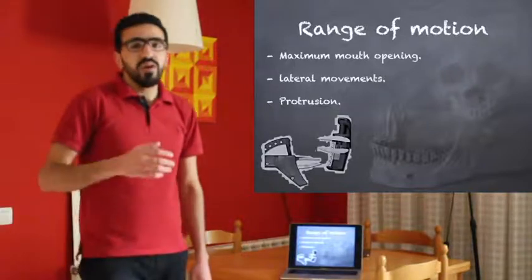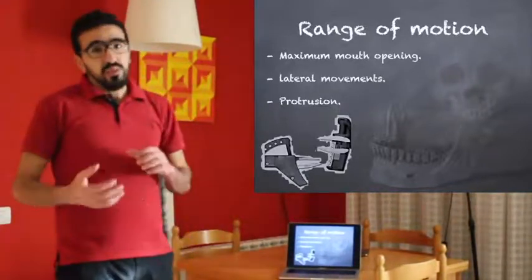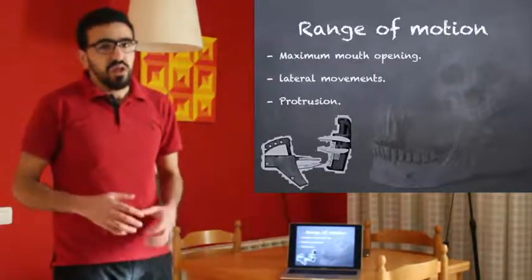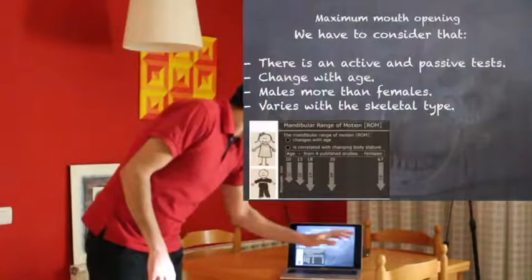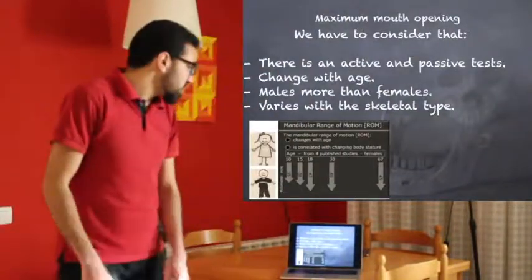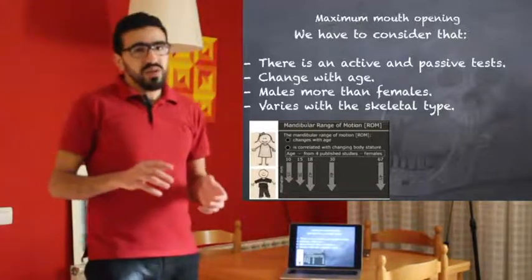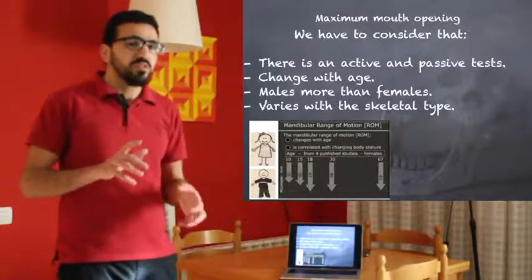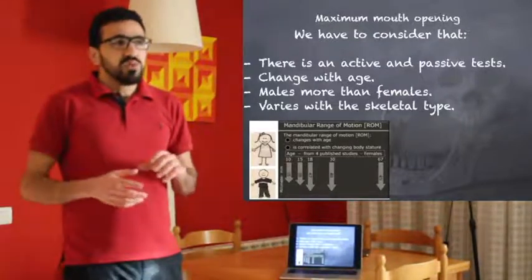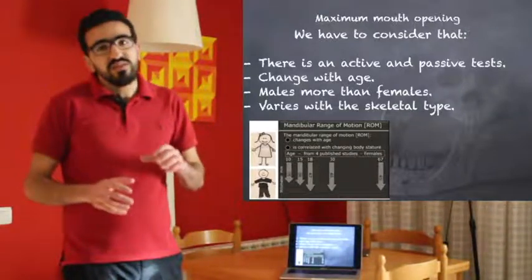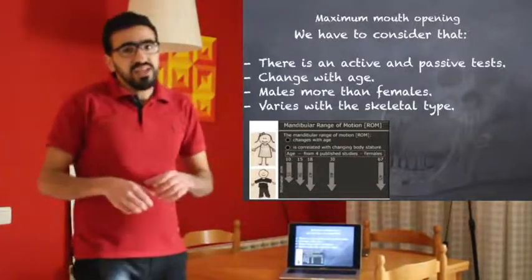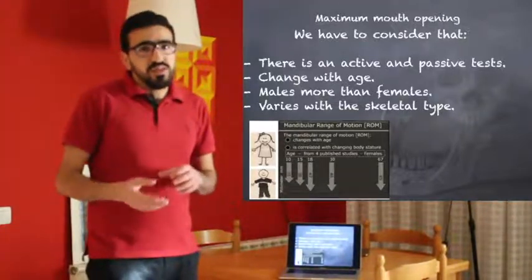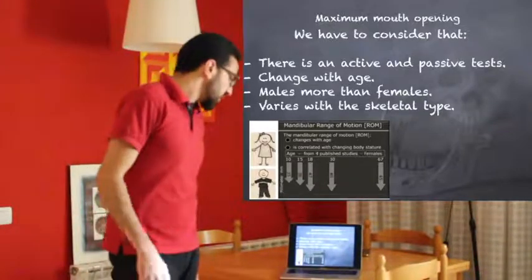In the range of motion, we have to consider the maximum mouth opening, the lateral movements to the right and left, and the protrusion of the mandible, how much we can protrude the mandible. So, the maximum mouth opening. Things that we have to consider in the maximum mouth opening: first of all, we have passive and active. The active one is when the patient opens his mouth, what is the maximum? The passive one is when the clinician or the dentist tries to open the mouth beyond the maximum opening.